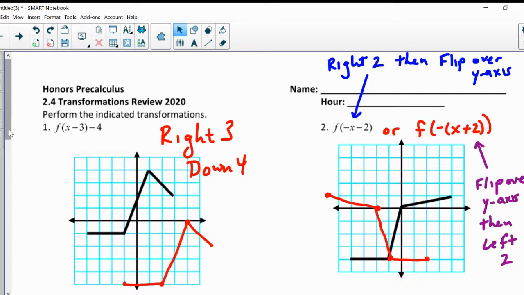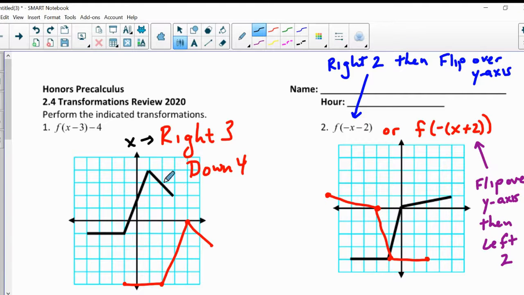I'm going to go over problems 1 through 8 and just kind of talk about what happens in each of these transformations. Here, the x values move to the right 3, and the y values move down 4. So we just kind of take the function right 3, down 4.